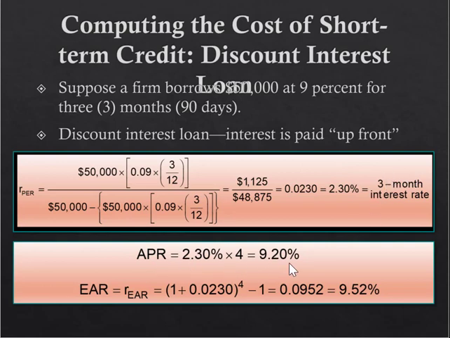Your annual percentage rate then is 9.2%, 2.3 times 4, not 9%. So you can see the difference between paying interest up front and paying interest at the end is 20 basis points. And then the effective annual rate, you go through the same calculation as you did before, and it's 9.52%. Essentially, you've got 1 plus 2.3% to the fourth power minus 1, which gives you 9.52%.